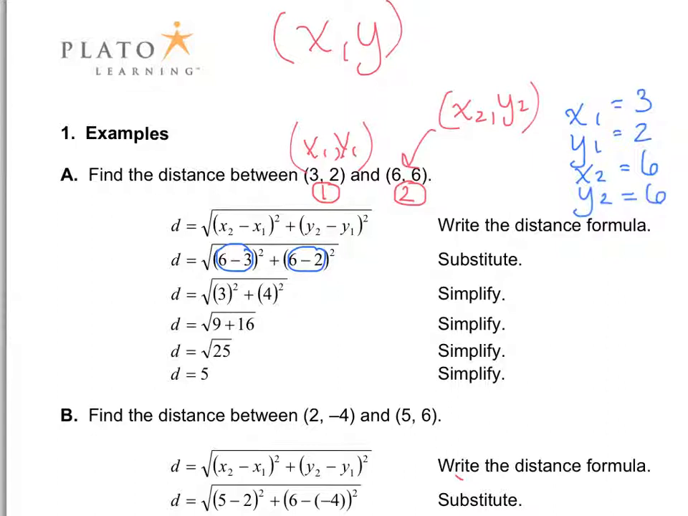So now we know d is equal to root 25, but when we take the square root of a number, that's like saying we have the square root of 5 times 5. Since there's a pair of them, one comes out and the other one disappears, and as a result we'll get d equals 5. The next example will work the same way.